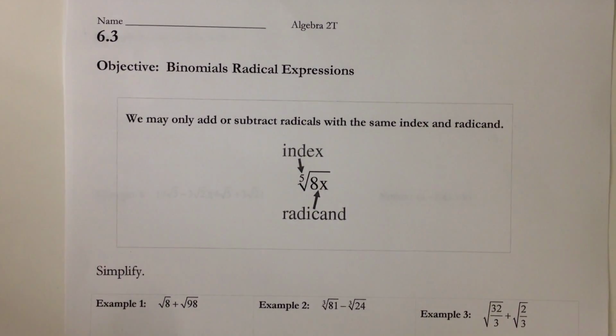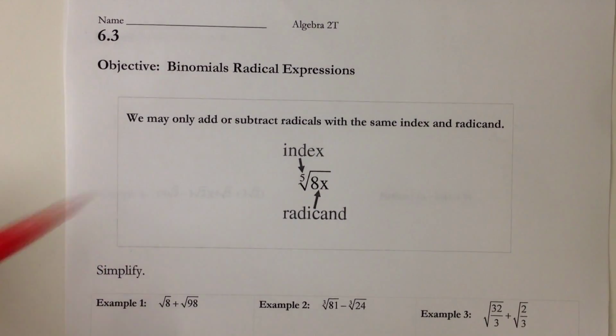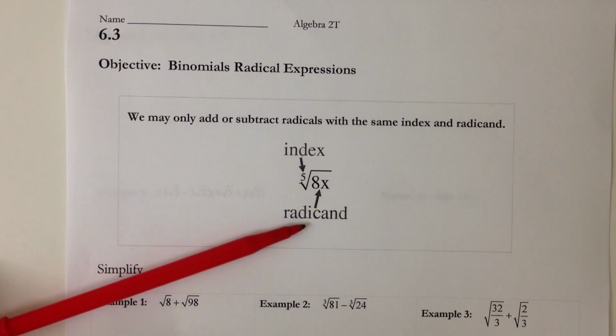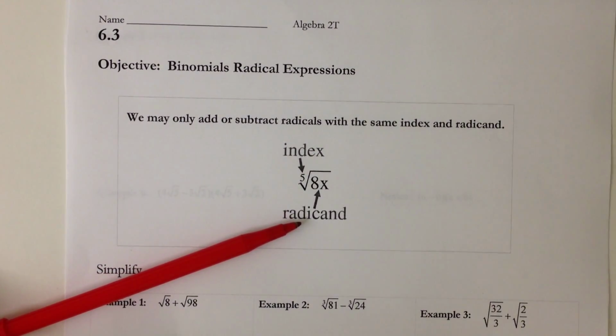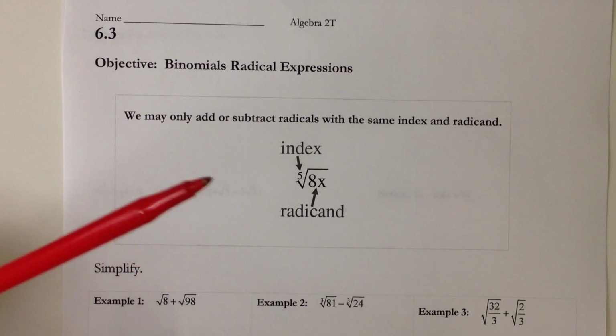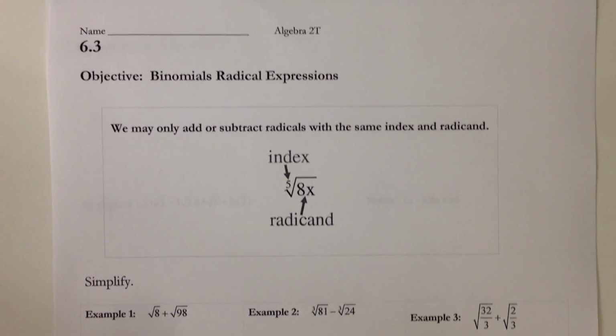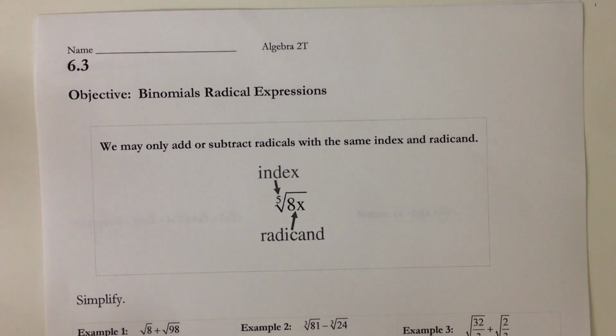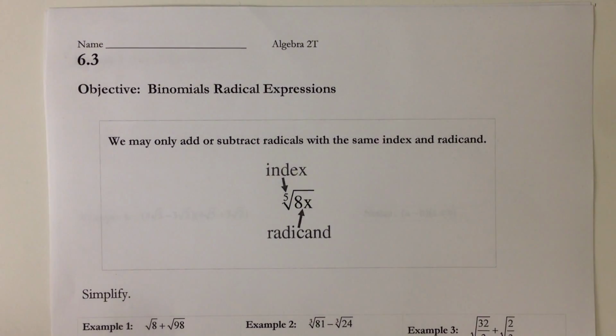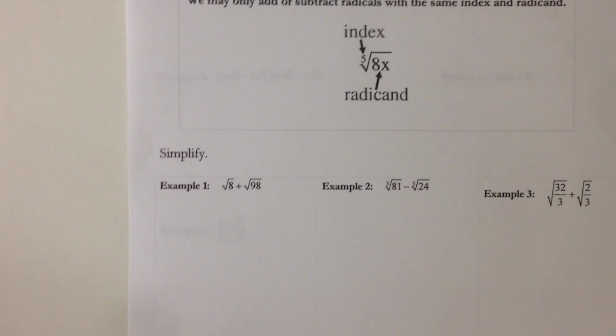Alright, so adding or subtracting radical expressions requires one condition: in order to add, you need to look at each radical and make sure that the index and the radicands are the same. If either one of those is not the same, then you cannot add or subtract them. Similar to like terms and not like terms. Alright, so let's get right to it.